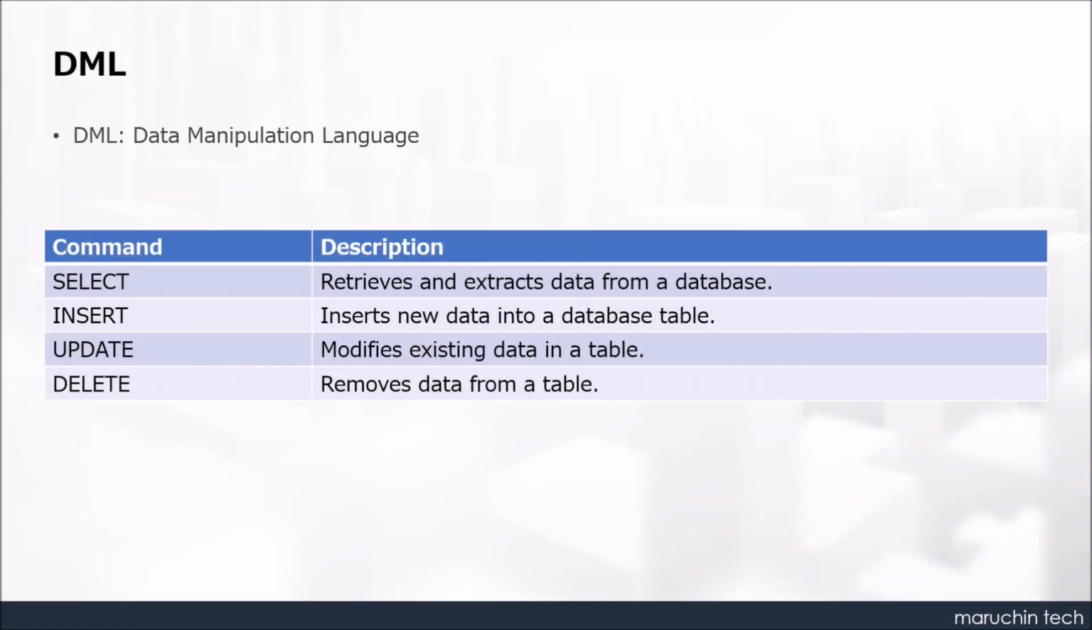DML, data manipulation language, is a language for manipulating data in a database. It performs operations such as inserting, updating, deleting, and retrieving data. Select retrieves and extracts data from a database. Insert is to add new data into a database table. Update modifies existing data in a table. Delete removes data from a table. Since DML is the language used most in database operations, I will introduce each of these commands with specific examples on the following pages.